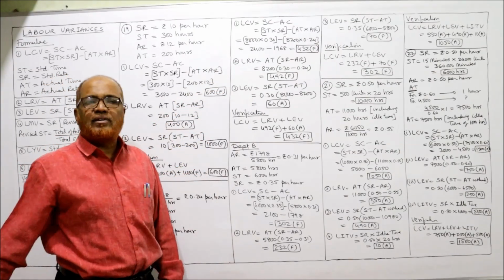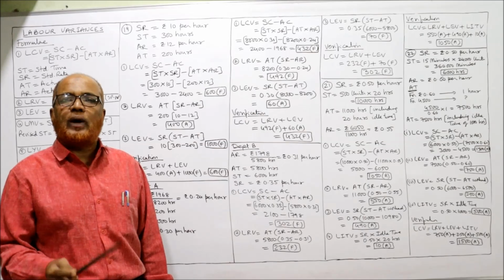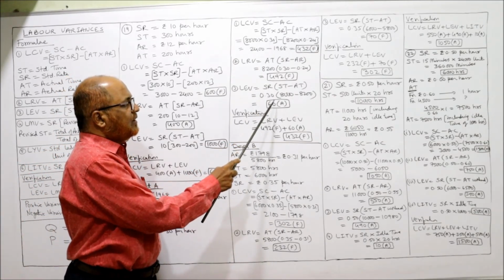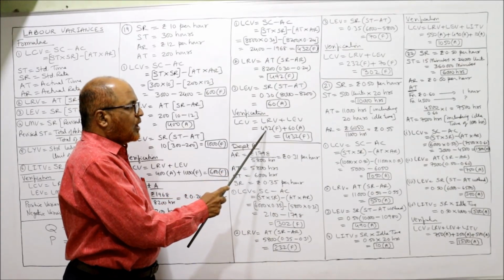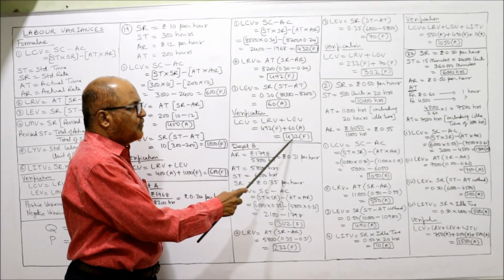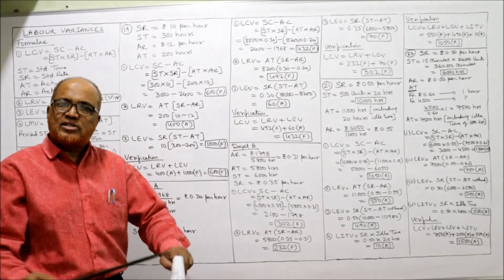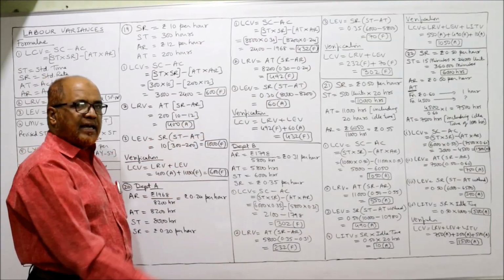Now we can verify whether we have done correctly or not. LCV is equal to LRV plus LEV. LRV is 492 favorable, LEV is 60 adverse. So 492 minus 60, 432 favorable. Check here, 432 favorable we got LCV. Calculations are correct. This is for department A.